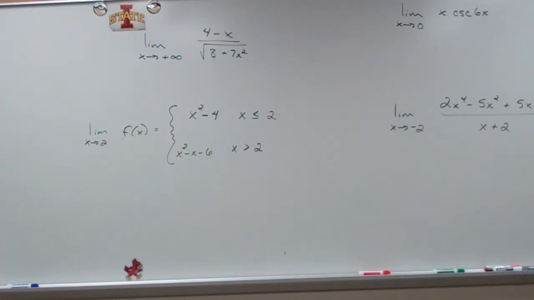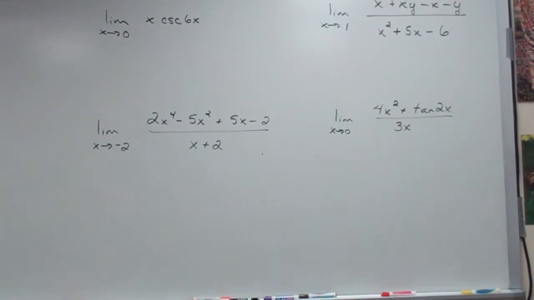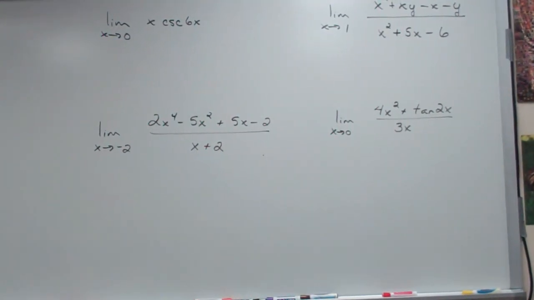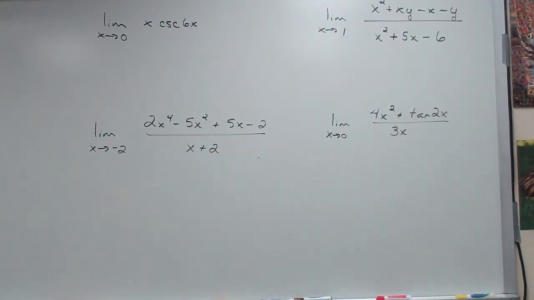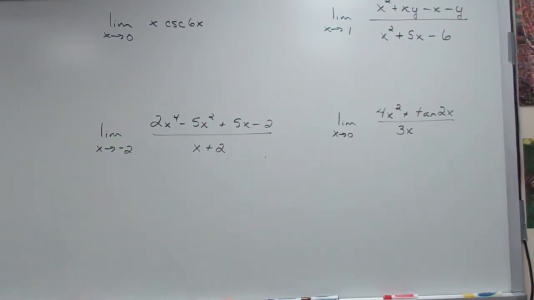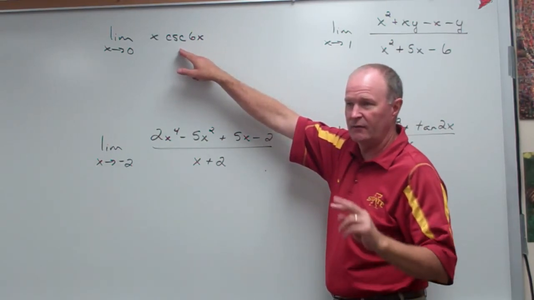Now things are going to get a little more challenging as you work your way down here. These last 4 are doozies. That first one up there: x cosecant of 6x. What are you thinking? Because I need a sine of x over x, right? Cosecant and sine are reciprocals of each other.